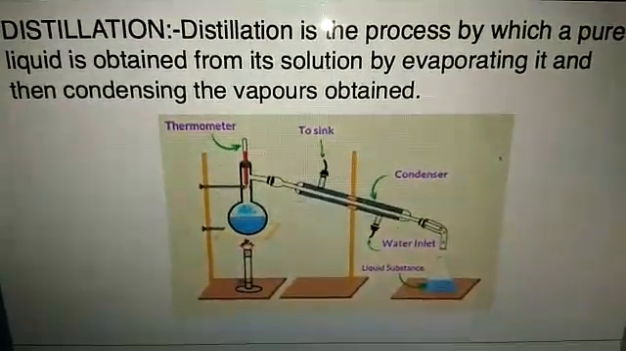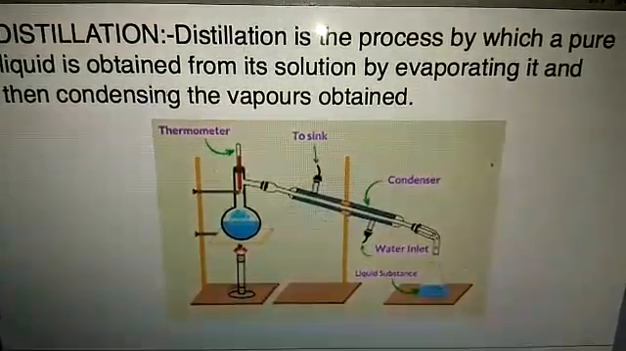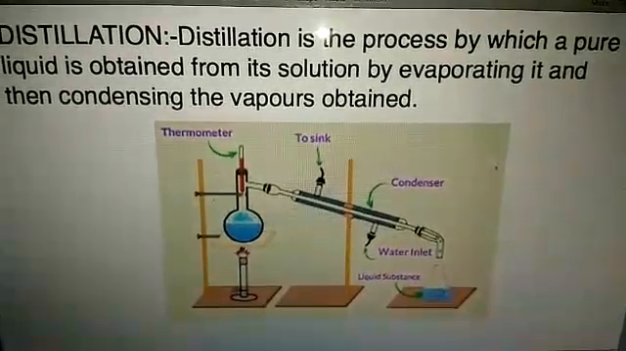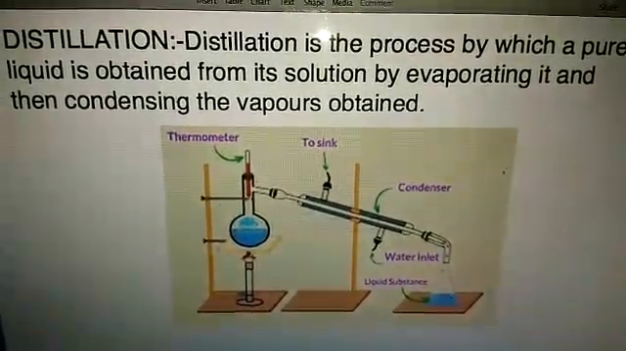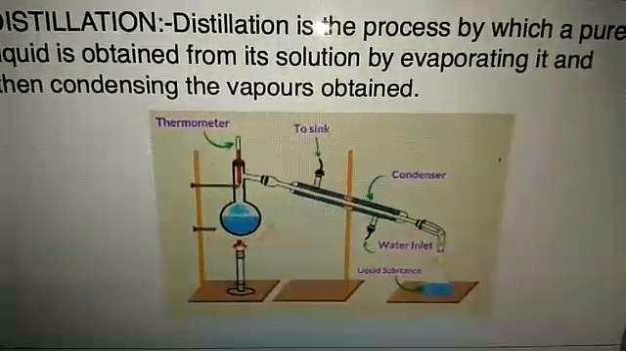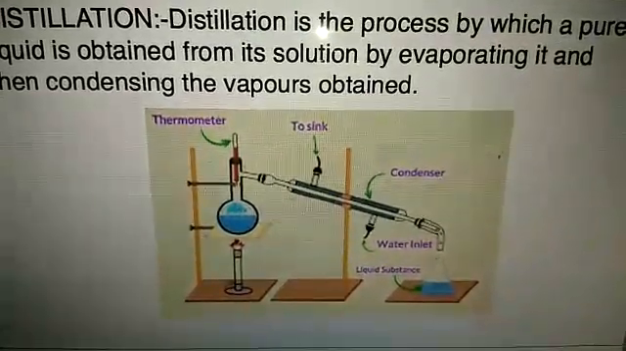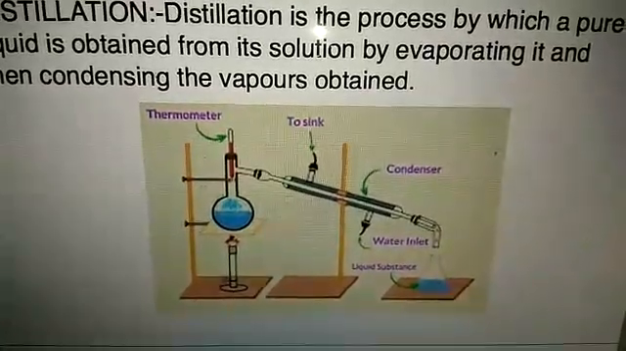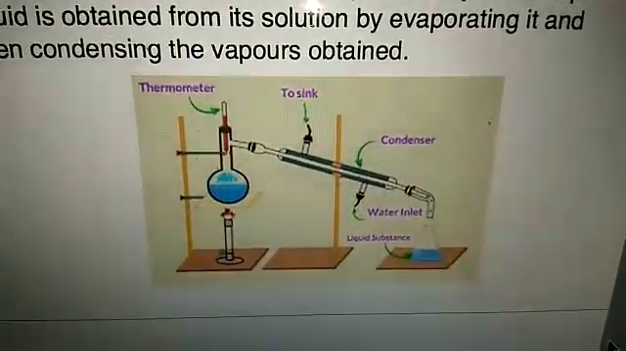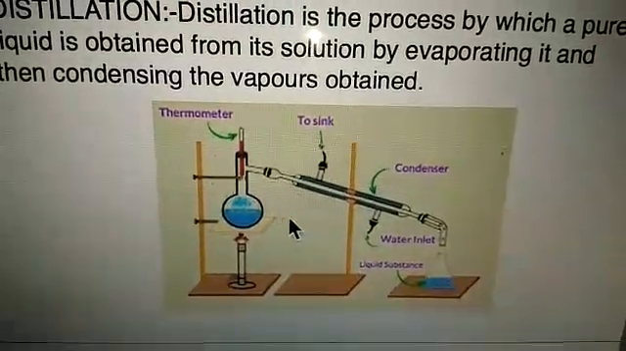So let's see what is distillation. Distillation is the process by which a pure liquid is obtained from its solution by evaporating and then condensing the vapors obtained. So note down here that distillation contains two processes, evaporation and condensation. This can be done with the help of an experiment. See the picture given. Here in this experiment there is a Bunsen burner, there is a distillation flask. Here you can see the distillation flask.